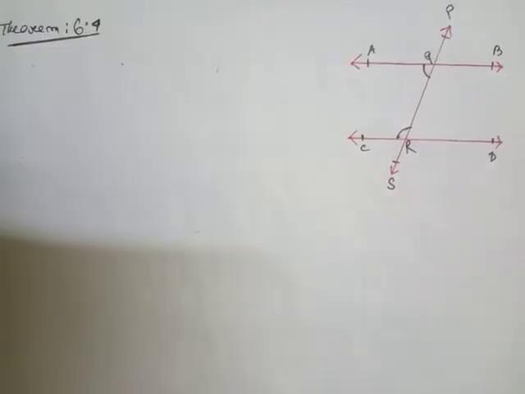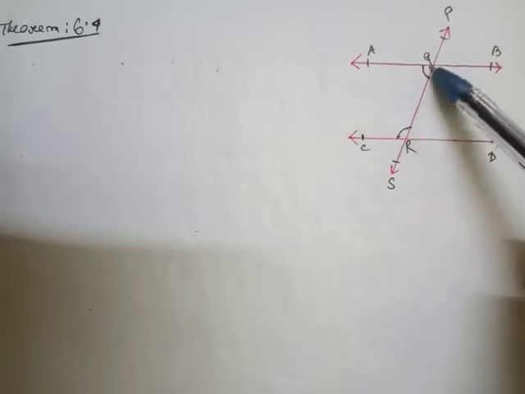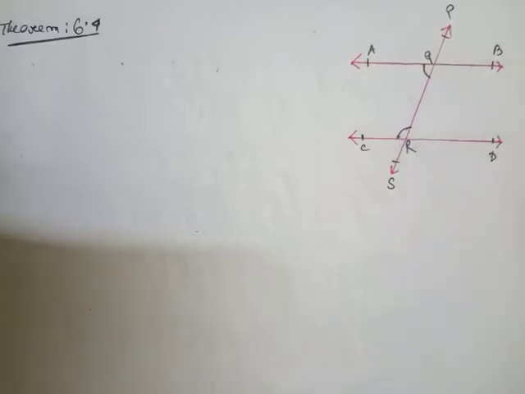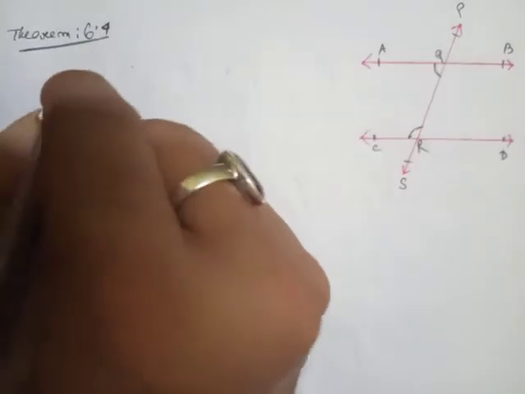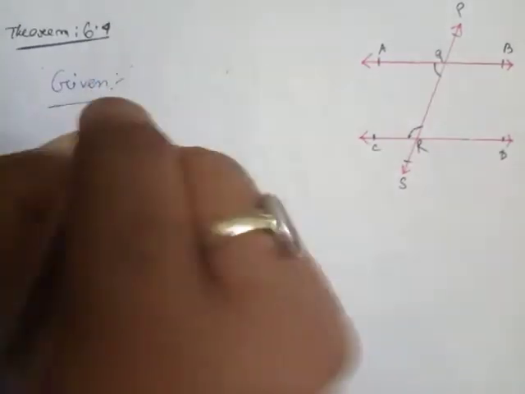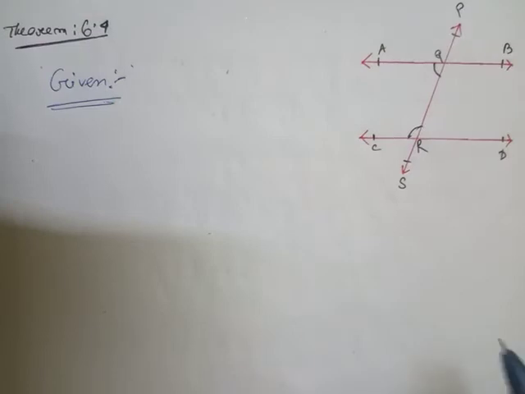Student, this is the diagram. As you can see in the video, theorem 6.4, this is the transversal and the angles on the same side are supplementary. So students, the given part will be here like this. Now look at what I am writing here.